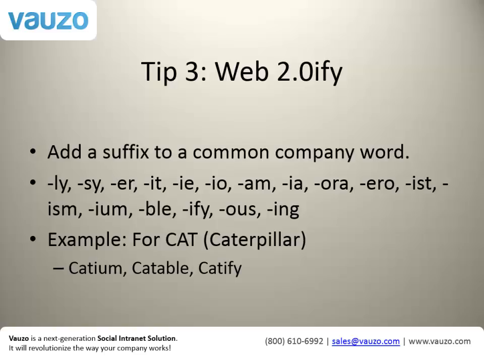But this has worked really well, and so you can take a shortened version of your company name, an industry term, and add some of these suffixes to it to give it a cool twist. So, for example, we've got cat here, aka Caterpillar, and so we've added a few different examples of catium, catable, and catify for intranet names.